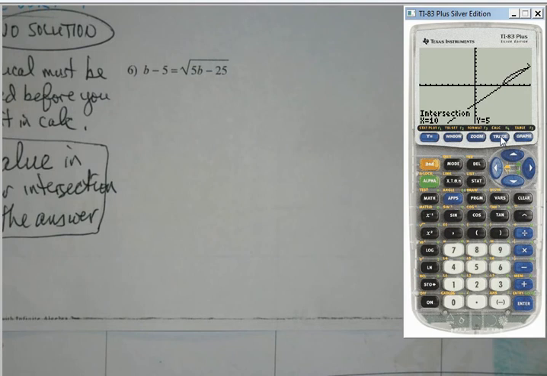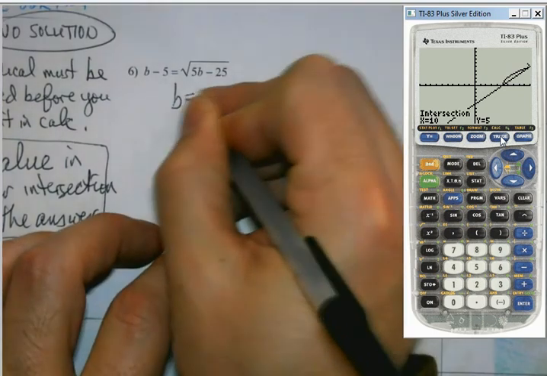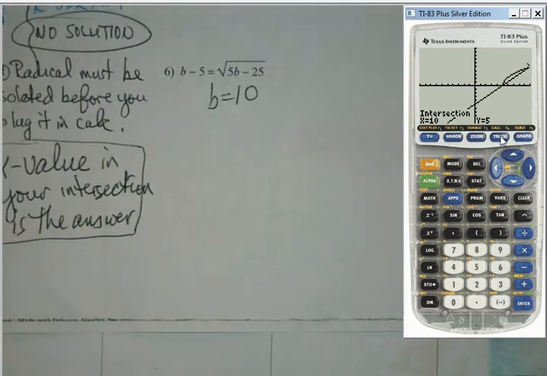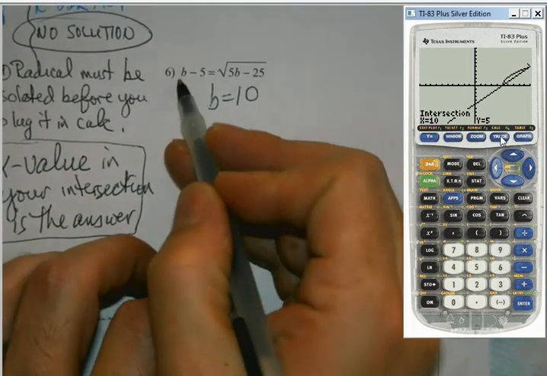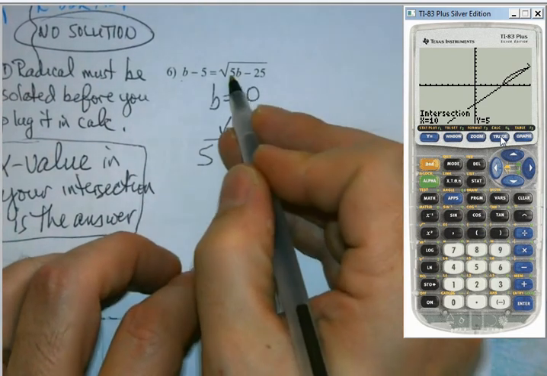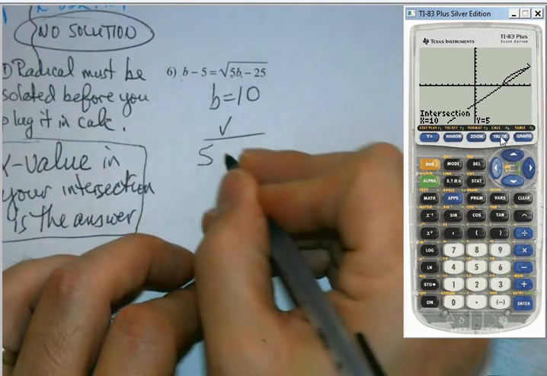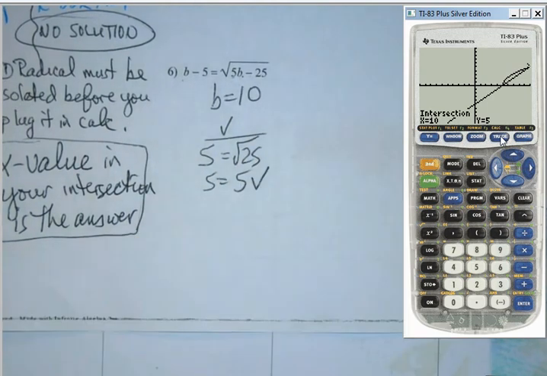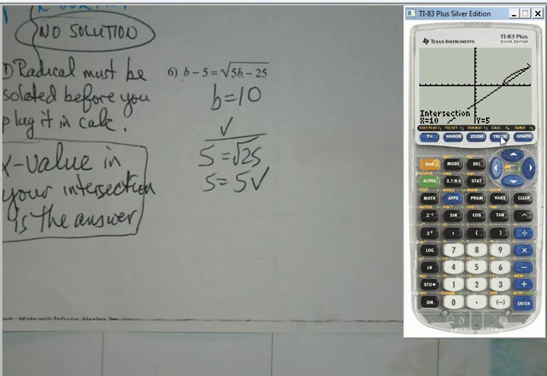So I see that it says my intersection's at 10, 5. So again, which one of those would be my answer? 10, okay? Because it's always the x value. So let's check here for a second. 10 minus 5 is 5. 5 times 10 is 50. Minus 25 is the square root of 25. That one works. Yep.